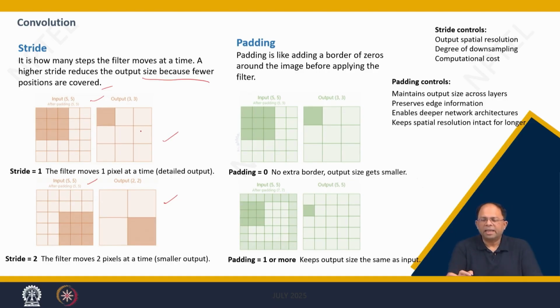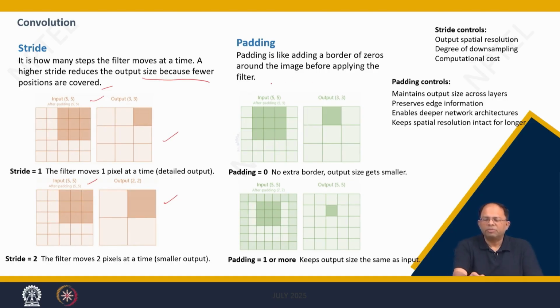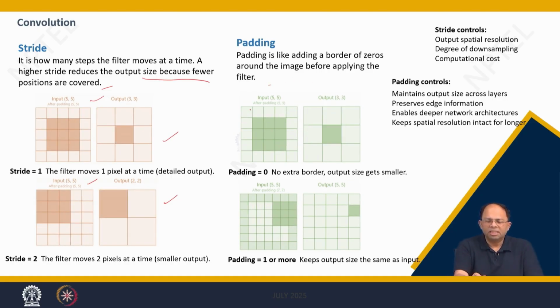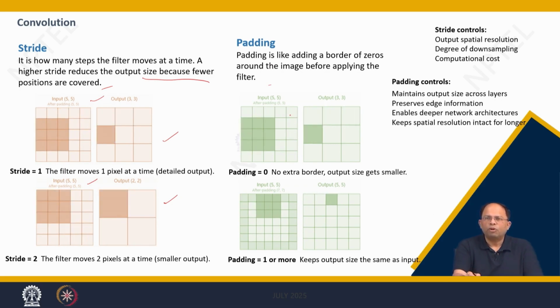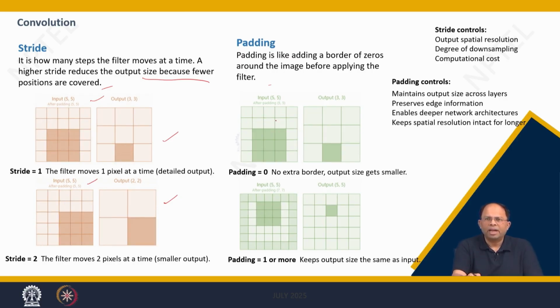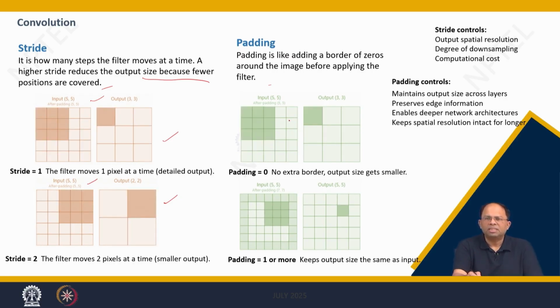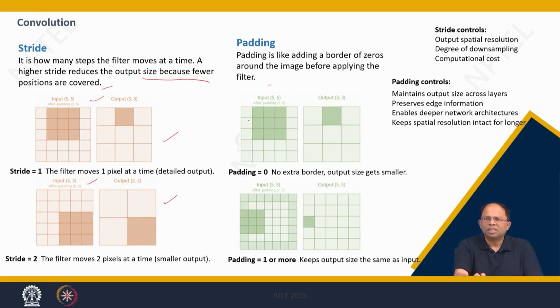And padding is like adding a border of zeros around the image before applying the filter. As you can see the filter moves across, but if we add a border of zeros, then in that case we will not lose the edge information. Otherwise the edges are passed over only once, because the next time the filter passes, it will not come back to the same position.